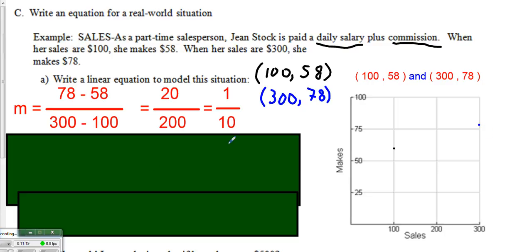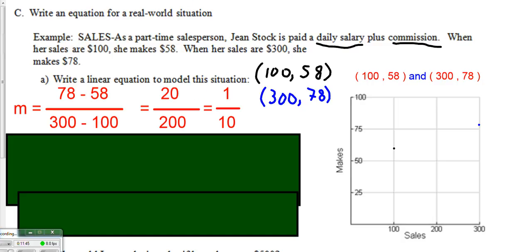So we need to find what the slope between these 2 points is. So we take our 2 y values, 78 and 58, subtract them. We take our 2 x values, 300 and 100. We subtract them. 78 minus 58 is 20. 300 minus 100 is 200, so 20 over 200 is the same as 1/10. We have a slope of 1/10.